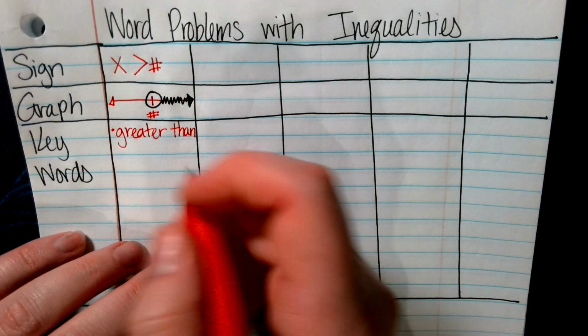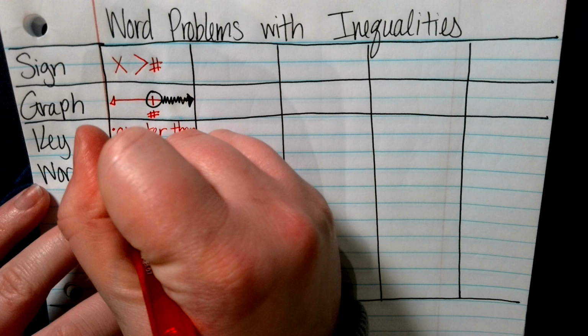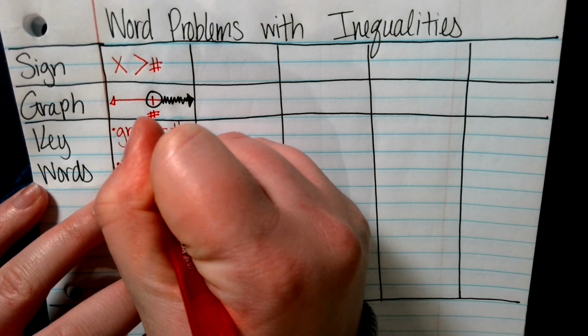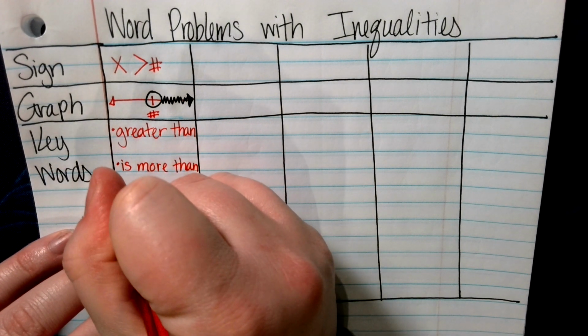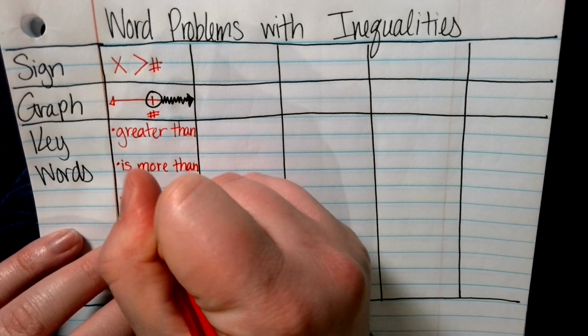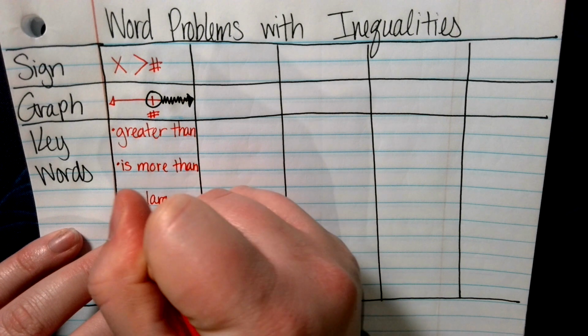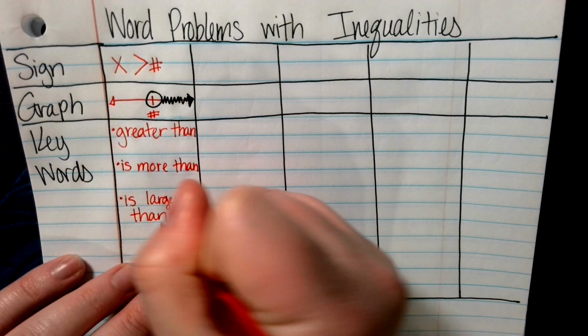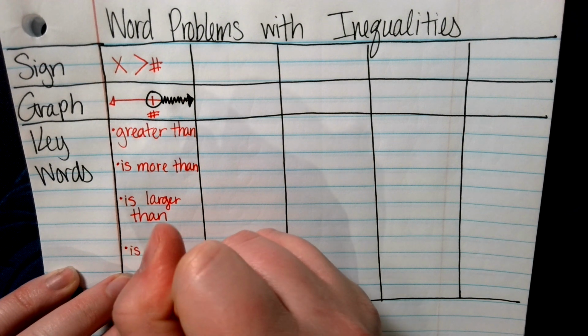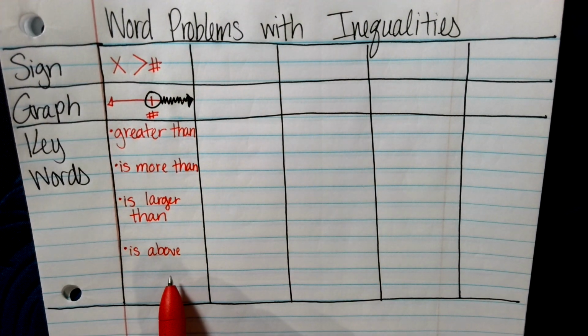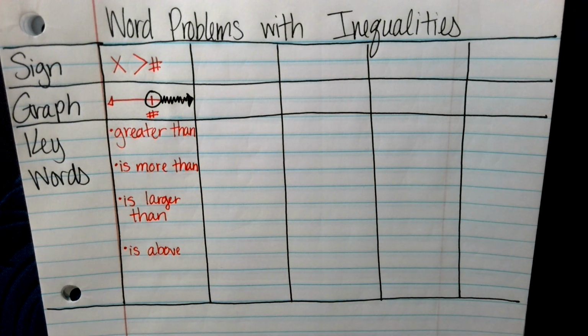Other keywords that we'll have there are more than, is larger than, and is above. These are not all of the words, but these are the ones that you will most likely see. Pause the video if you need to. Otherwise, I'm going on to the next sign.